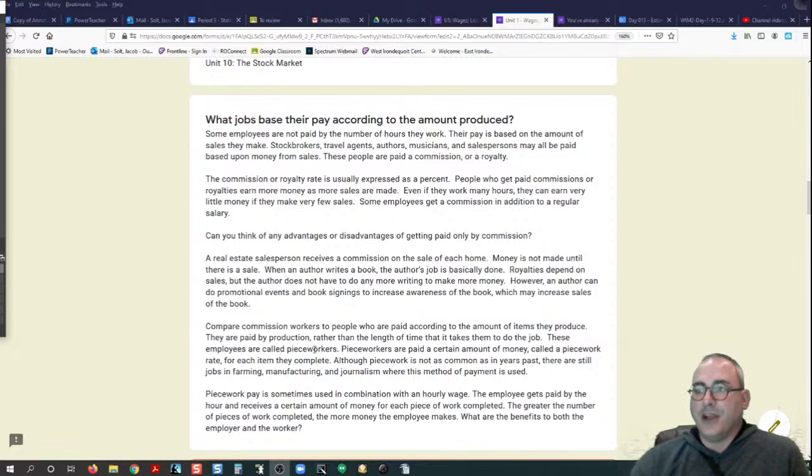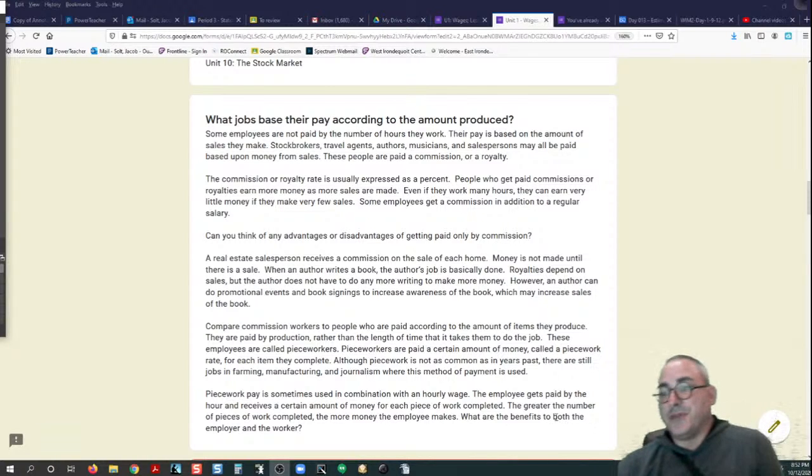Compare commission workers to people who are paid according to the amount of items they produce. They are paid by production rather than the length of time it takes them to do the job. These employees are called pieceworkers. Pieceworkers are paid a certain amount of money called a piecework rate for each item they complete. Although piecework is not as common as in years past, there are still jobs in farming, manufacturing, and journalism where this method of payment is used. Piecework pay is sometimes used in combination with an hourly wage. The employee gets paid by the hour and receives a certain amount of money for each piece of work completed. The greater the number of pieces of work completed, the more money the employee makes.